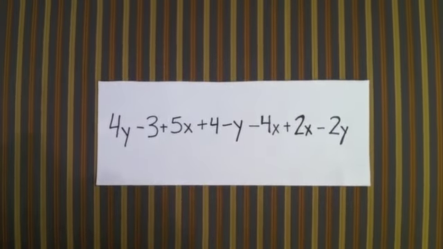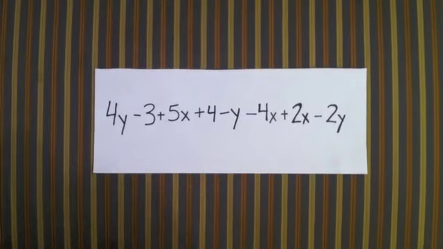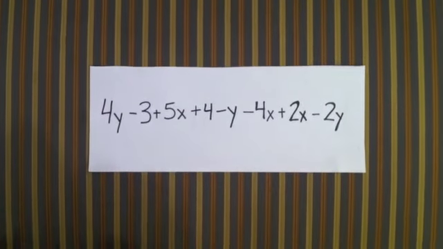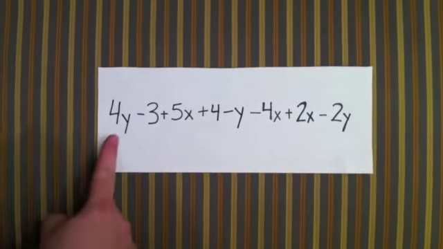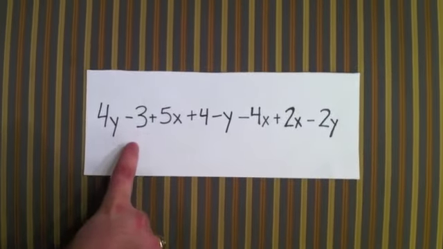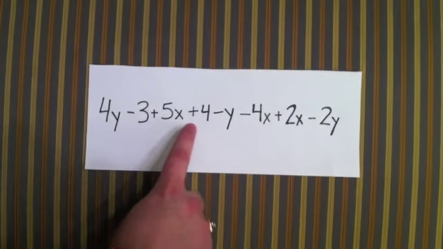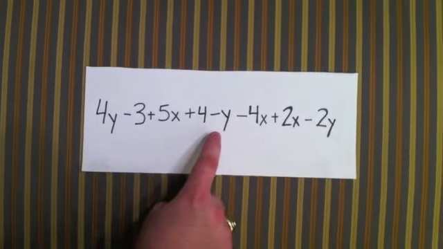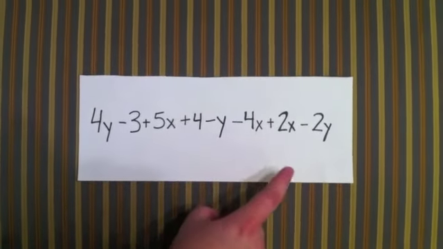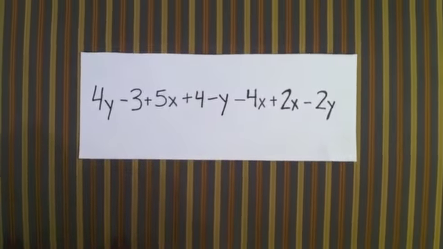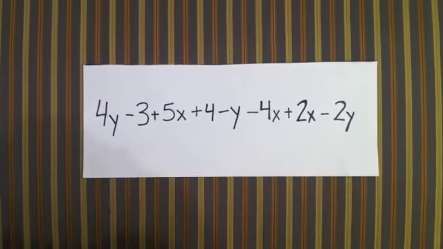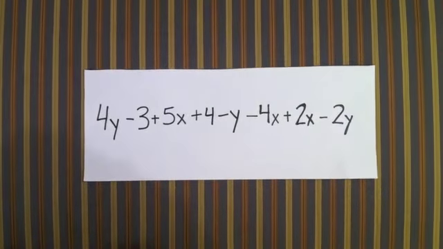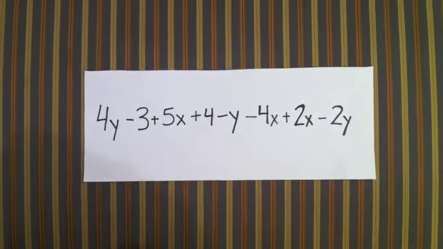Alright class, now we're going to move on to our next problem. It's a little bit more difficult, but I think we'll be able to handle it. We have 4y minus 3 plus 5x plus 4 minus y minus 4x plus 2x minus 2y. Alright, now let's do this as a class, and it will be great.